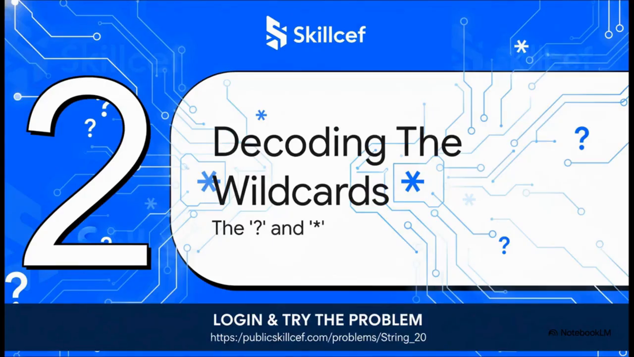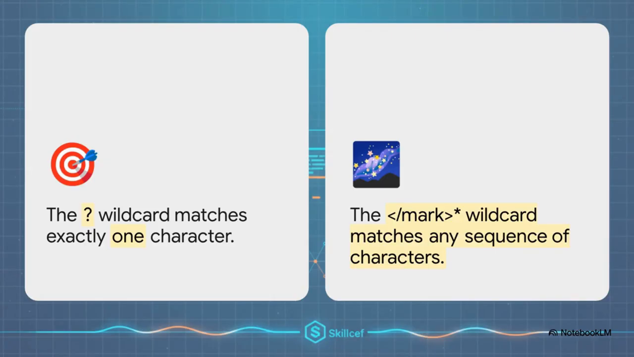All right, let's decode these wildcards. There are two key players here that turn this simple matching game into a real brain teaser. Let's meet them. Okay, first up is the question mark. He's the simple one. It just matches exactly one character. Any character, but just one. Easy enough. But then there's the asterisk. This is the troublemaker. It can match any sequence of characters. That includes matching nothing at all, an empty sequence, or matching a whole bunch of characters. This is where things get tricky.